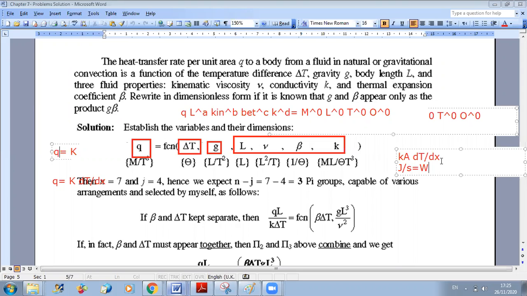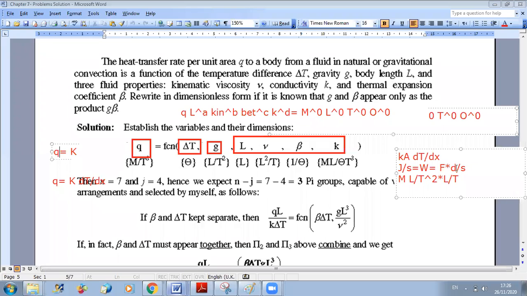And watt is defined by which dimension? Joule per second, and joule is force times distance because it's energy. If we write it here, what is the unit of force? It's ma. So it's m times L over t square. Since we are multiplying by a distance, times L again. And then we are dividing by second, so over t.